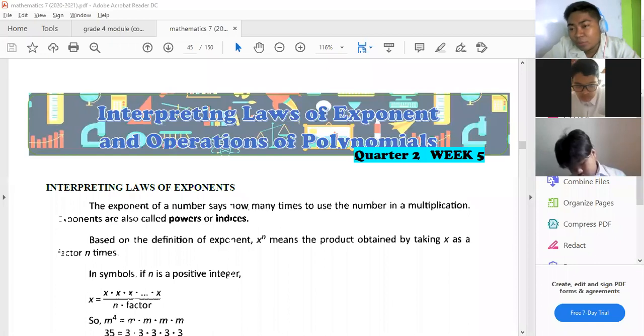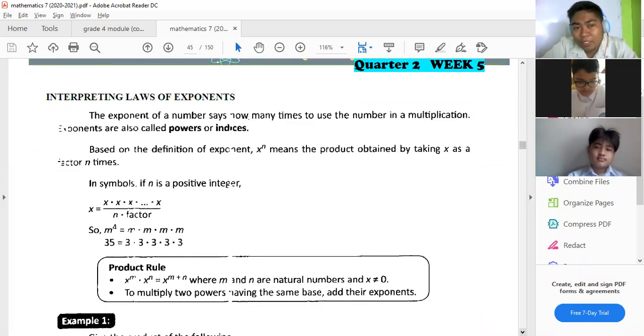Interpreting laws of exponents. So, last week, we are done with adding and subtracting polynomials, tama? So, ngayon naman, before we proceed to multiplication, you should know how to multiply exponents muna. Okay? So, interpreting laws of exponent muna tayo. The exponent of a number says how many times to use the number in a multiplication. Exponents are also called powers or indices.